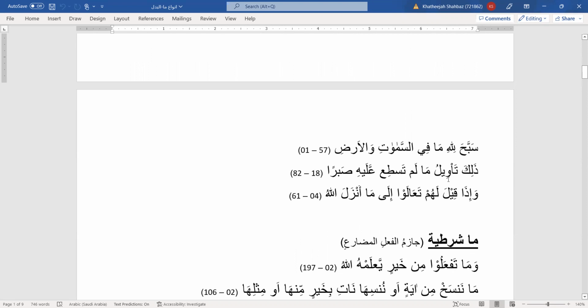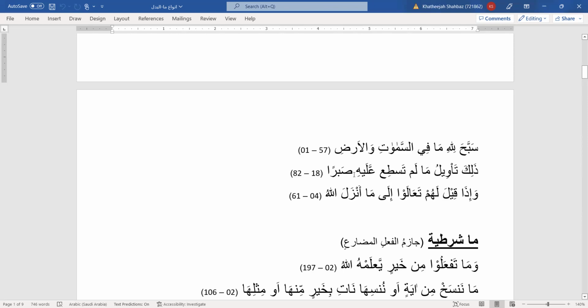Baitullahi, house of Allah, right? Similarly, ta'wilu. You see, this is nakira and it is without al. Ta'wilu is mudaf. And ma lam tasti' alayhi sabra, the whole ism mawsul and its sila, is mudaf ilayh. And it is mahallan majroor, because mudaf ilayh is supposed to be majroor. It's always majroor. So that is the explanation or interpretation of what you are not able to be patient upon.